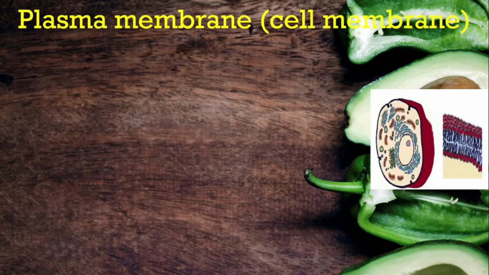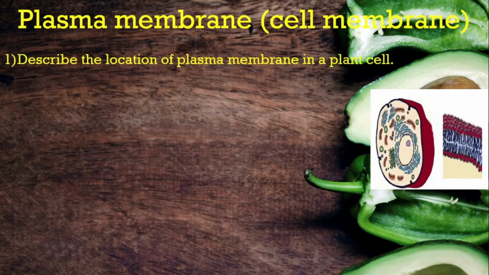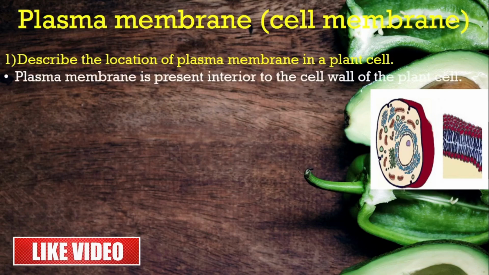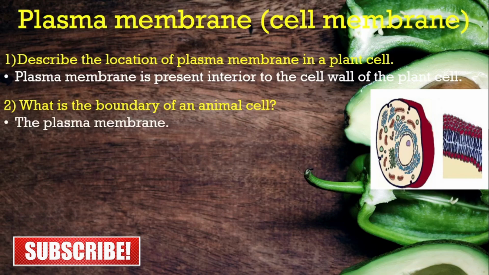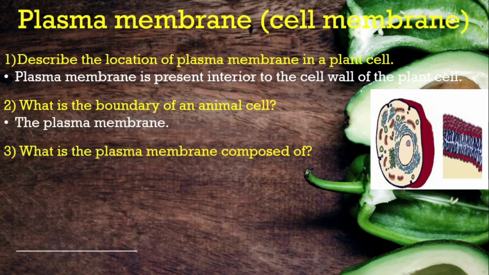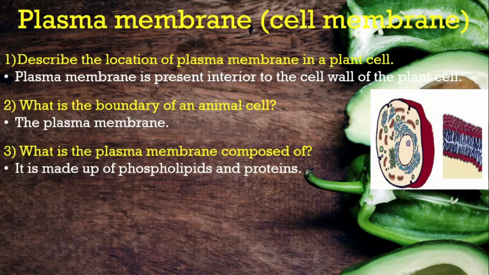Plasma membrane, or we call it the cell membrane. Look at this one. Describe the location of the plasma membrane in a plant cell. The plasma membrane is present interior to the cell wall of the plant cell. What is the boundary of an animal cell? The boundary is the plasma membrane. What is the plasma membrane composed of? It is made up of phospholipids and proteins.